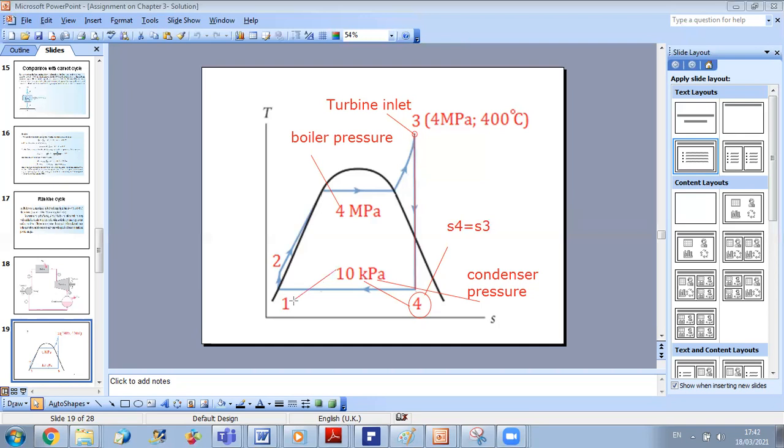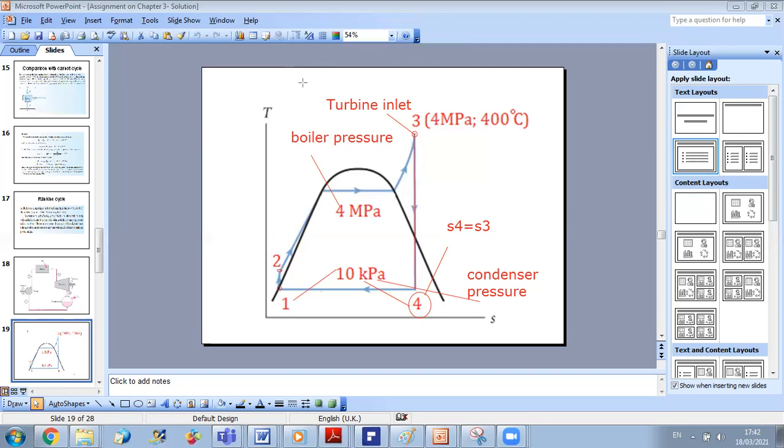It's a saturated liquid. Very good. I know the state of this point. It's a saturated liquid. So I will use this property to find the enthalpy at 1. Now, concerning point 2, I have two methods to determine the characteristics at point 2.